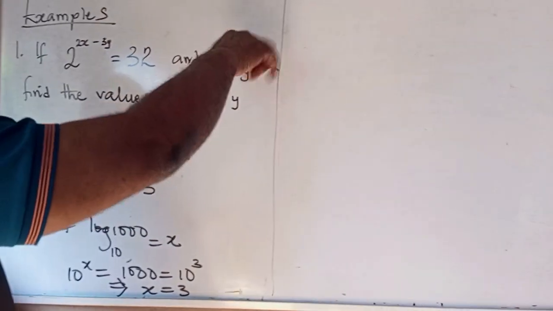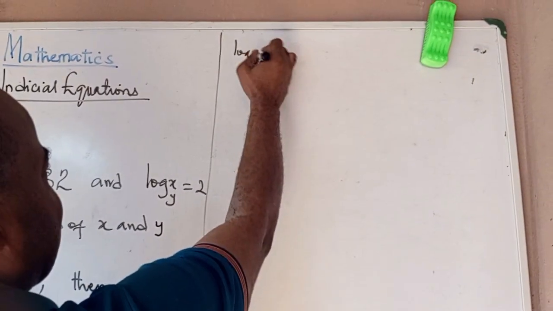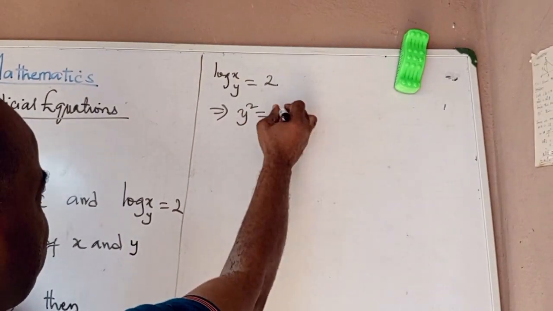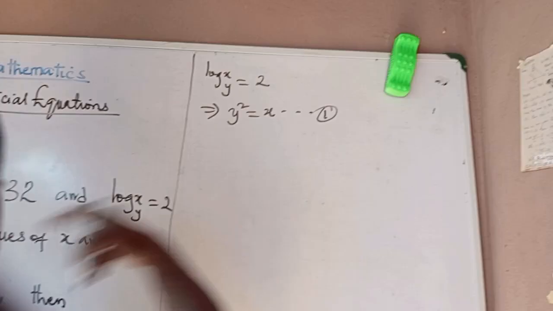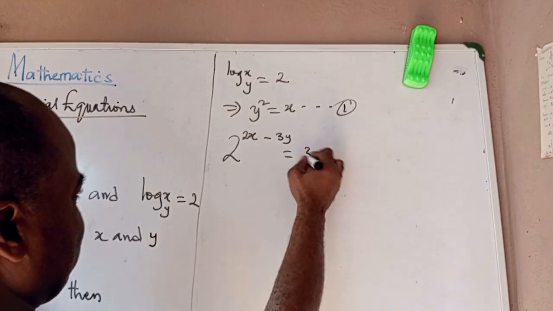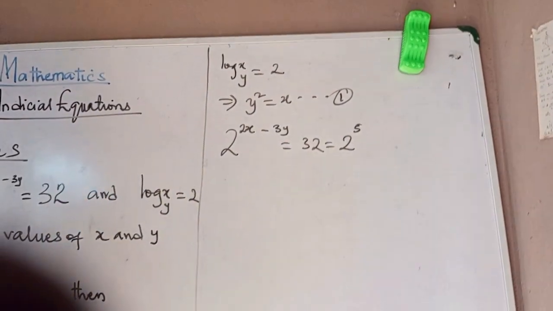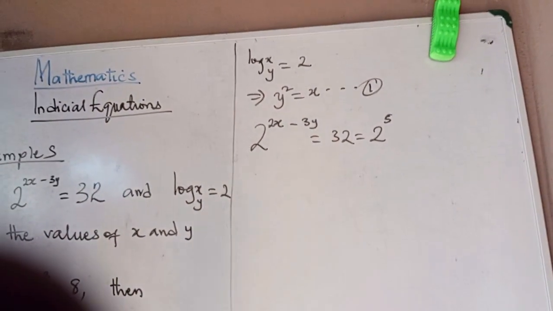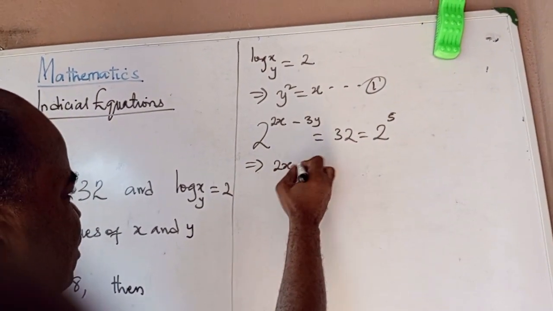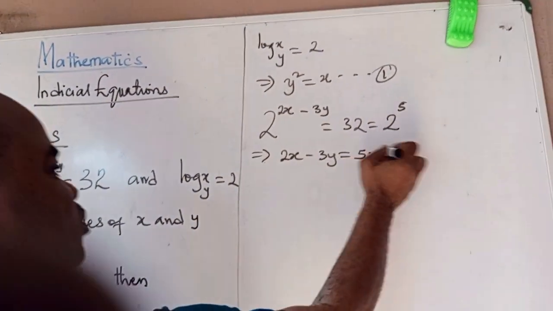Now let's begin with this, convert this to indices so that you can be able to work with this. So log x base y is equal to 2. It implies that y squared is equal to x. Let's call that equation 1. Now look at the second equation, we have that 2 index 2x minus 3y is equal to 32. You know that 32 is the same thing as 2 to the power 5 because 2 times 2 times 2 times 2 times 2 is equal to 32. Now let's equate the powers to have that 2x minus 3y is equal to 5. Let's call this equation 2.